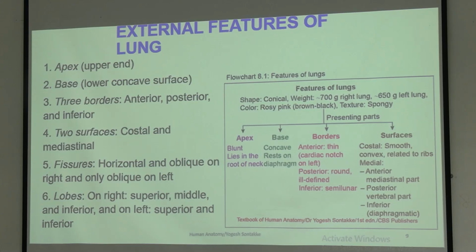Now, the external features again: apex, base. Base is the lower concave surface. Three borders: anterior, posterior, and inferior. Two surfaces: costal and mediastinal. Fissures: horizontal and oblique on the right, only oblique on the left. Lobes: on the right, superior, middle, and inferior, and on the left, superior and inferior.